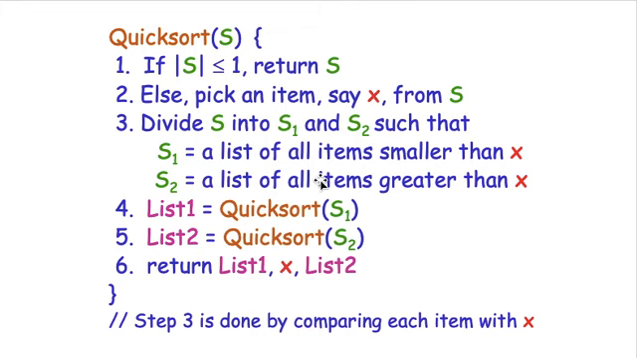After that, we perform quicksort on S1 to get a sorted list of numbers. We perform quicksort on S2, and we get another list, which are the numbers larger than x, sorted. And finally, we return first the list 1, and then x, and then list 2. So this should be the case where all the numbers are sorted. Now the correctness of quicksort can be proven by using induction, so I'm going to skip this.